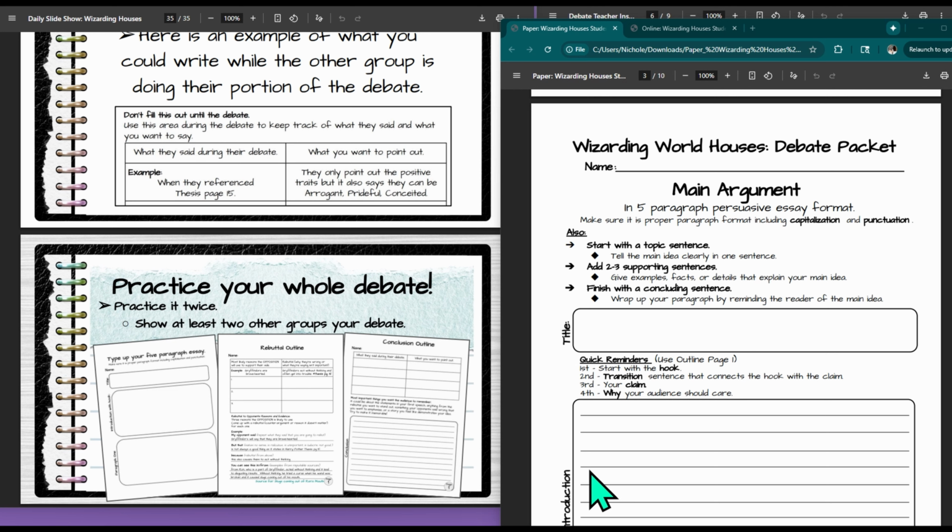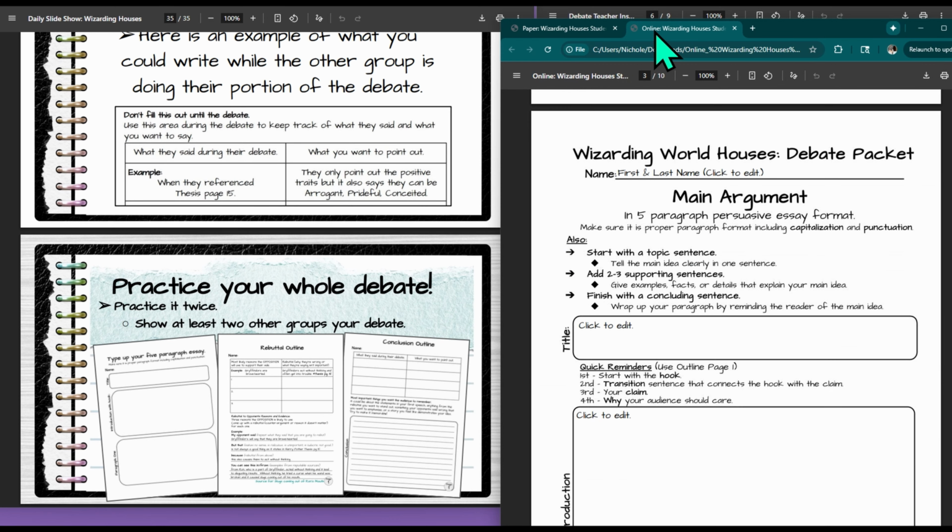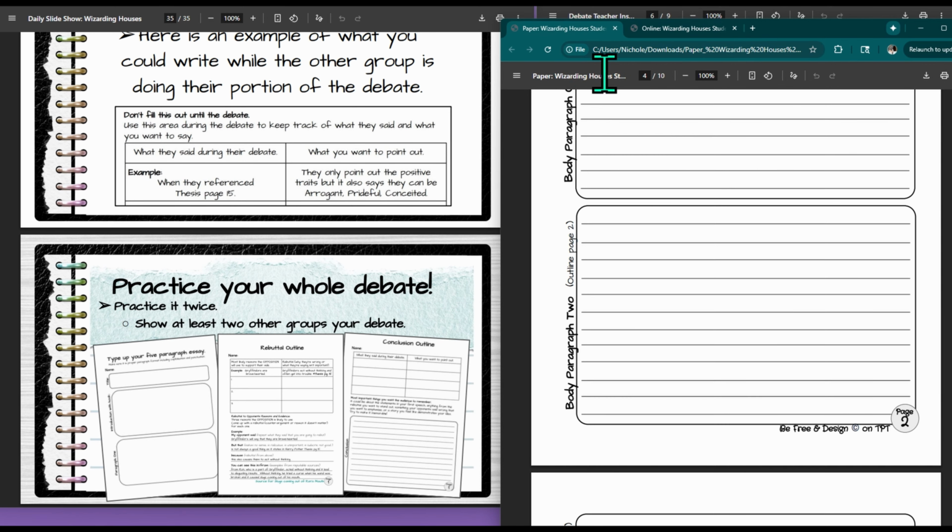The reason that I am so specific with what we're doing now is because later on, this outline becomes the outline we use for almost all of our other debates. Other than my mock trials, they're a little bit different, but they still kind of use the same structure. Right here, I just would not have the Wizarding House world in the debate packet. I just have the debate packet and the little teeny note reminders in both online and in paper format.